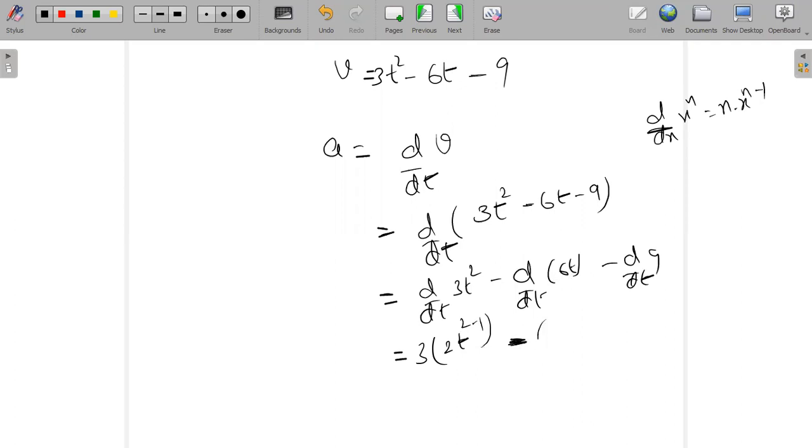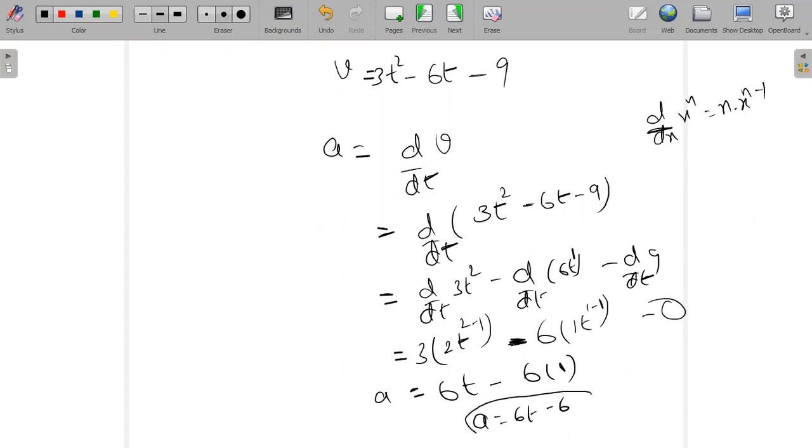So since 6 is constant, I will take constant outside. Power here is 1. 1 into t power 1 minus 1. Minus, since the 9 is constant, the answer becomes 0. This is 6t minus 6. 6t minus 6 into t power 0 is 1. So the acceleration value you are going to get is a is equal to 6t minus 6. This is your equation 1, you can take it as.